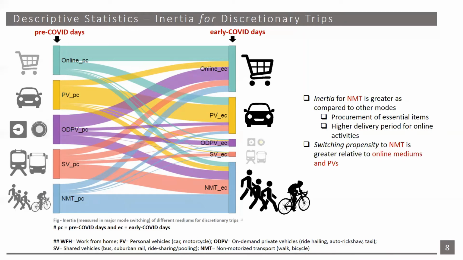The reason might be that people wanted to procure essential items quickly during that period, and also in some areas these online activities were restricted, which resulted in high delivery periods. So people trusted more in going to the local shops or going afoot to collect these items from their neighborhood.